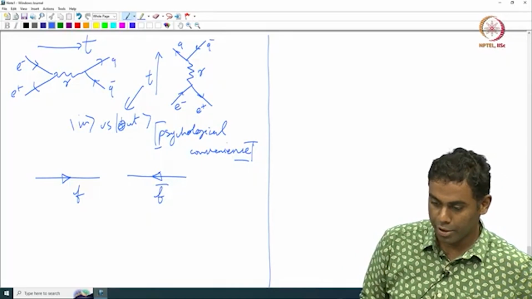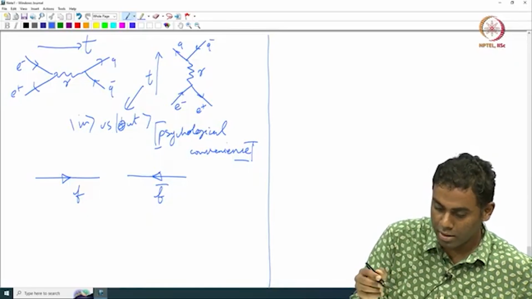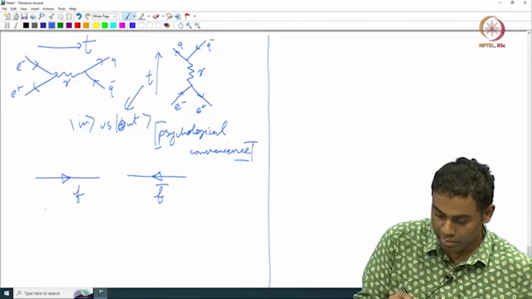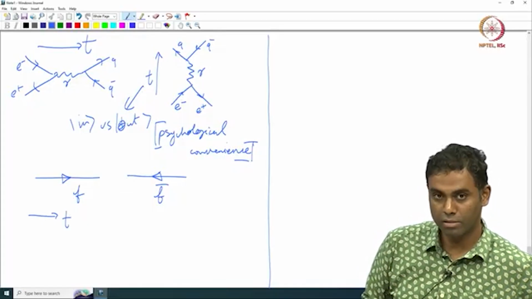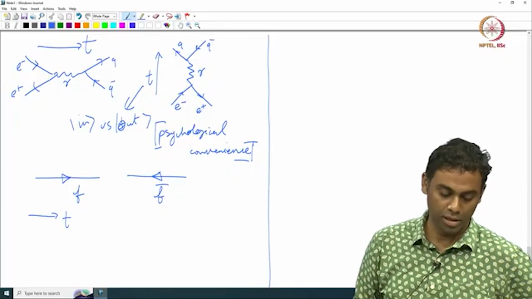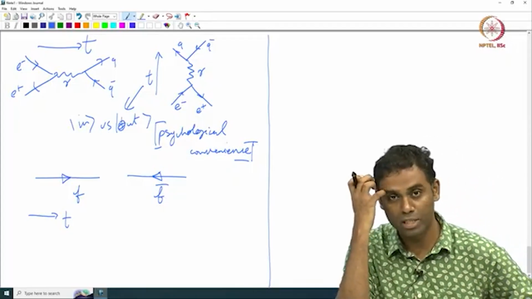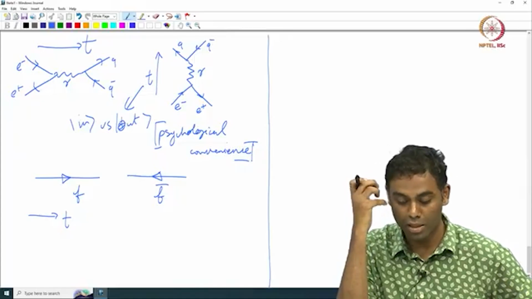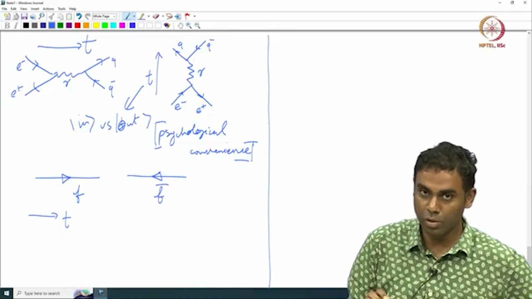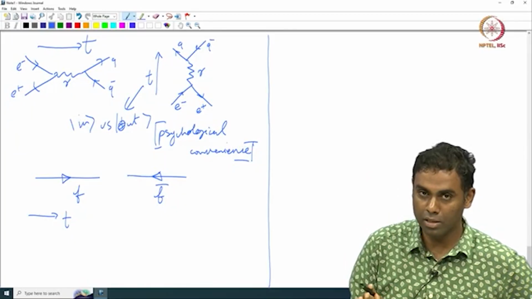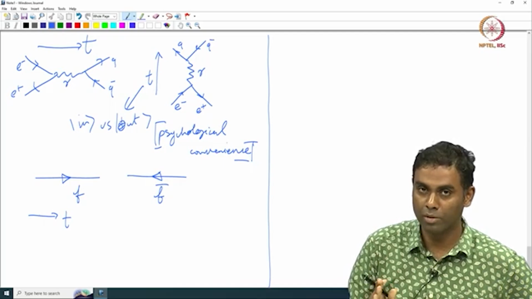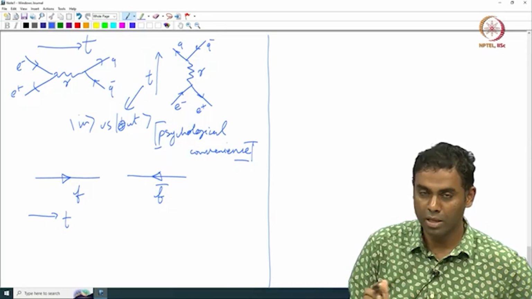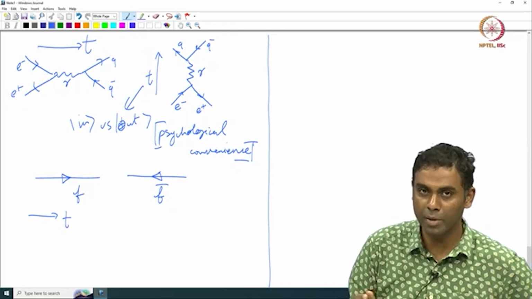This I do assuming that time is fixed on the Feynman diagram in this direction, okay. And this goes back to the statement we were making when talking about the CPT theorem's proof that a particle going in a forward direction in time is equivalent to an antiparticle moving backward in time, right. So this is kind of a pictorial representation of that.